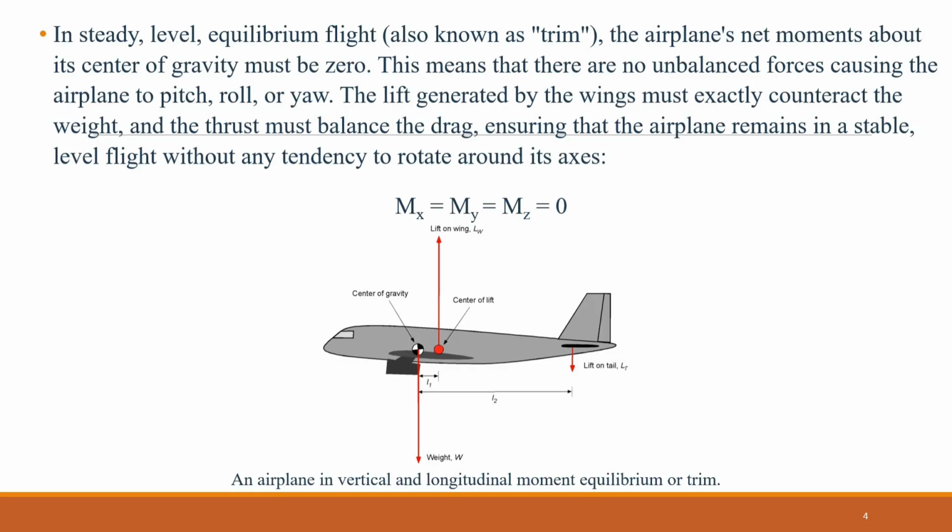It's important to note that the origin of the coordinate system used for analysis can be chosen at any convenient point. In engineering practice, different origin points might be used depending on the specific analysis being performed. The airplane's center of gravity is commonly used as a reference point, but it's important to remember that the center of gravity is not a fixed point. It can shift slightly during flight, especially as fuel is consumed and the airplane's weight decreases.